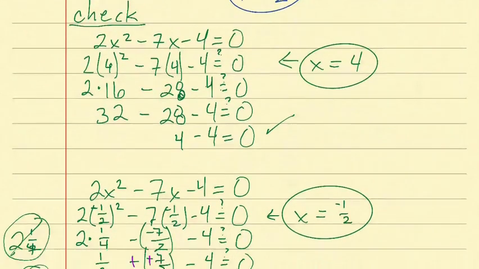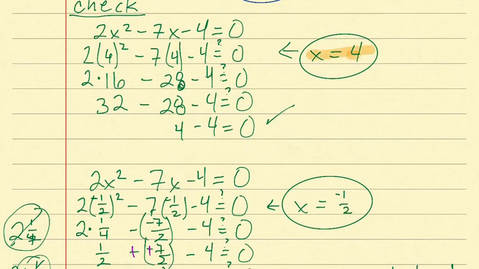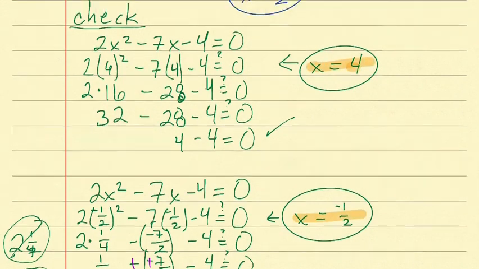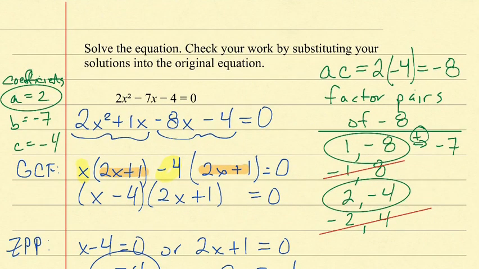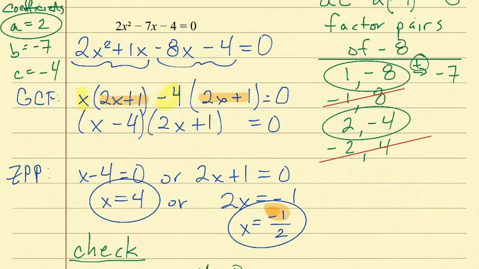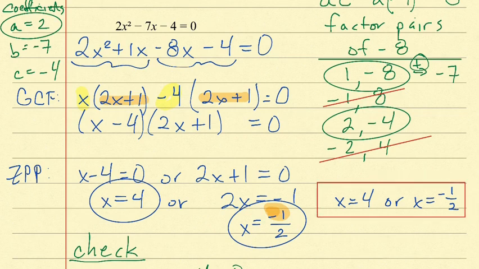My solutions are x equals 4 and x equals negative 1/2. I will write those up somewhere in a box where I can find some room. And so my solution is x equals 4 or x equals negative 1/2. This is my answer. There are 2 solutions to this quadratic equation. One of them is 4, one of them is negative 1/2, and there we go.